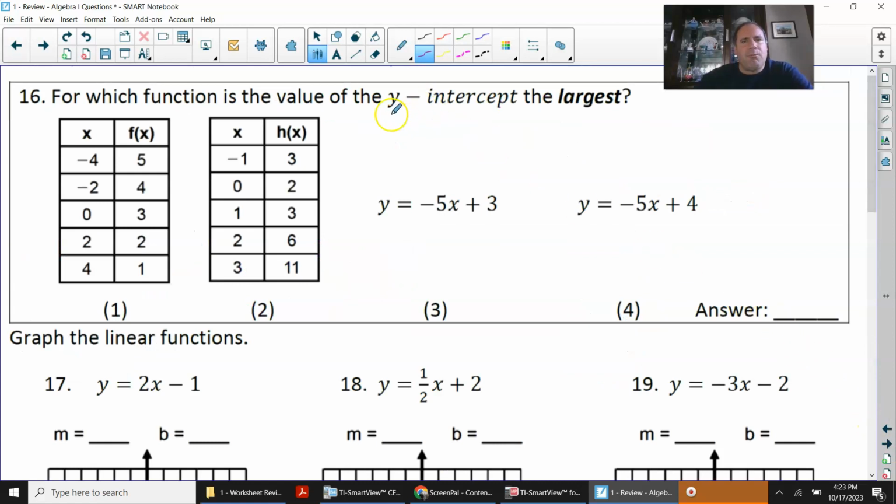All right, which function has the largest y-intercept? Remember, the y-intercept has an x of 0. So this y-intercept is b, this is b, so b is 3. Here is 2, that's the b. This is the y-intercept, that's the b. This is the y-intercept, that's the b. Which one is largest? Well, the 4 is largest, so that is the answer. Y equals -5x plus 4.